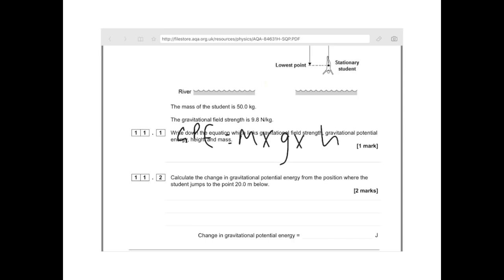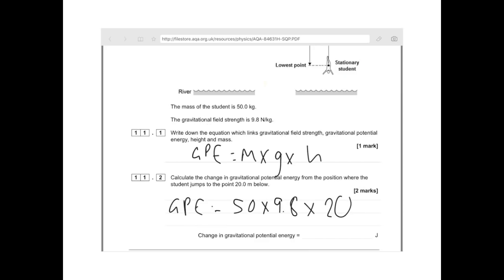Calculate the change in GPE from the position where the student jumps to the point 20 meters below. So we're looking for GPE equals the mass of the student, which was 50, times gravitational field strength, which we were told is 9.8, times the height, which was 20. Pop that into your calculator and you'll get a value which is 9,800 joules.